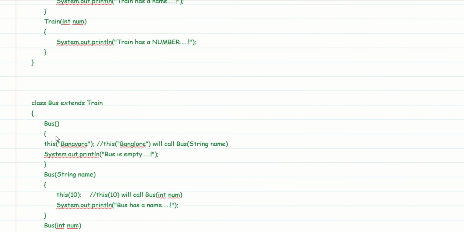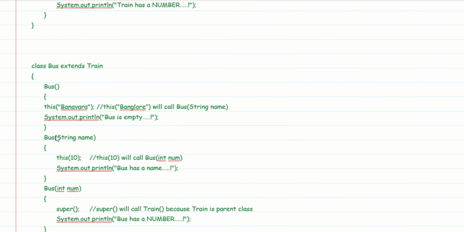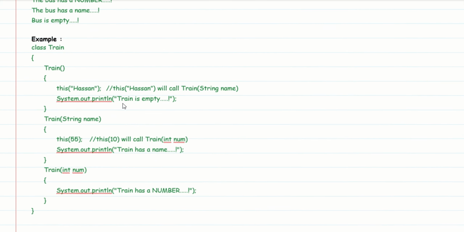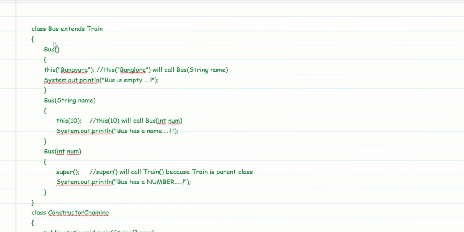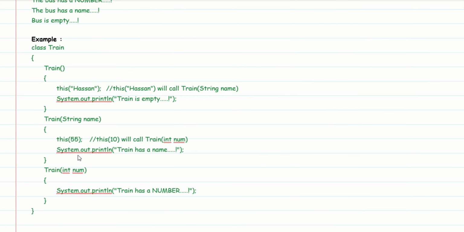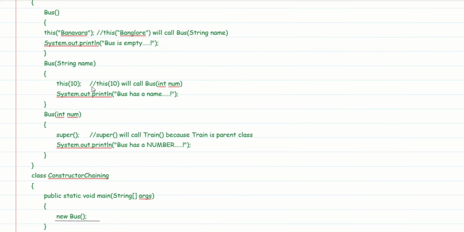The same thing we have, we can call the parent class constructor by using the super keyword. So it is used to call the immediate parent class constructor. And as I mentioned, super should be the first line in our constructor. So it's the same approach. So I have a class which has a main method. I'm just calling the Bus class. So within the Bus class, you can see I have extended Train here. So Train contains three constructors with a string, int, and the default constructor.